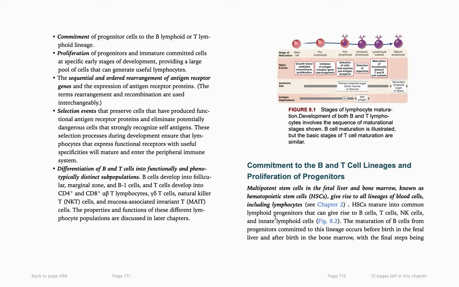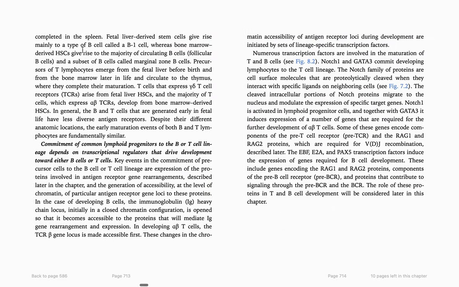The hematopoietic stem cells mature into common lymphoid progenitors that give rise to B cells, T cells, natural killer cells, and innate lymphoid cells. The maturation of B cells from progenitors committed to this lineage occurs before birth in the fetal liver and after birth in bone marrow, with the final step being completed in the spleen. Fetal liver derived stem cells give rise mainly to a type of B cell called B1 cells, whereas bone marrow derived hematopoietic cells give rise to the majority of circulating B cells, follicular B cells, and a subset of B cells called marginal zone B cells. They are also coming from the bone marrow.